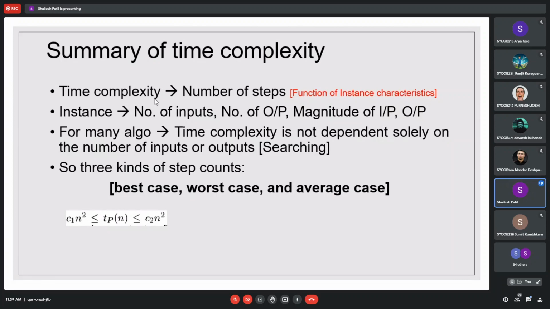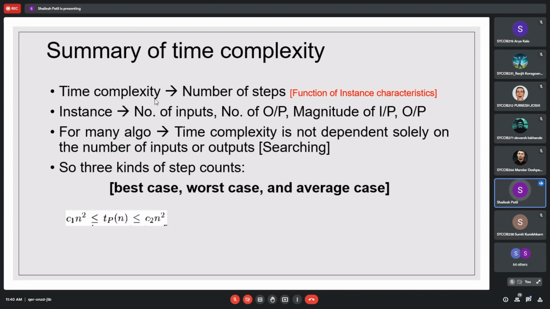The magnitude of input. So suppose for a searching algorithm, the magnitude will be the number of elements we have, or for sorting, the number of elements to be sorted. So all these things depend on the instance characteristics. The number of steps is going to depend on the instance characteristics. So for many types of algorithms, the time complexity is not directly dependent on the number of inputs or outputs, like searching.